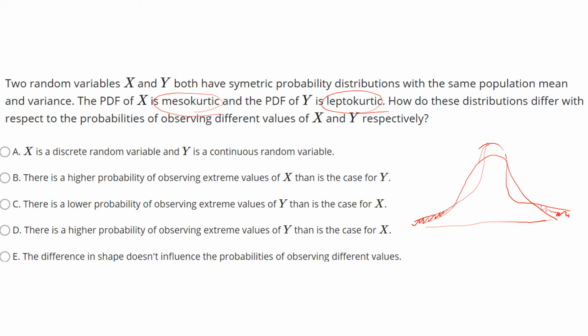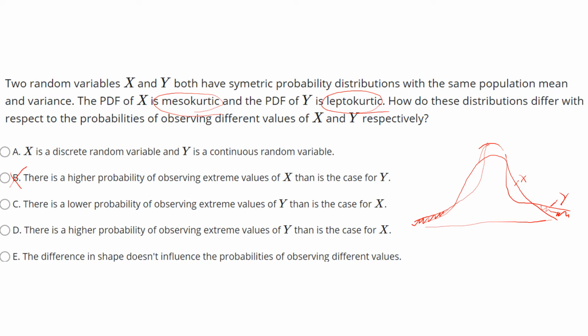So which one is mesokurtic? Which one is leptokurtic? X is mesokurtic, so that's X over there, and leptokurtic is Y over there. B says there's a higher probability of observing extreme values for X than is the case for Y. We just said the opposite, so that's not right.